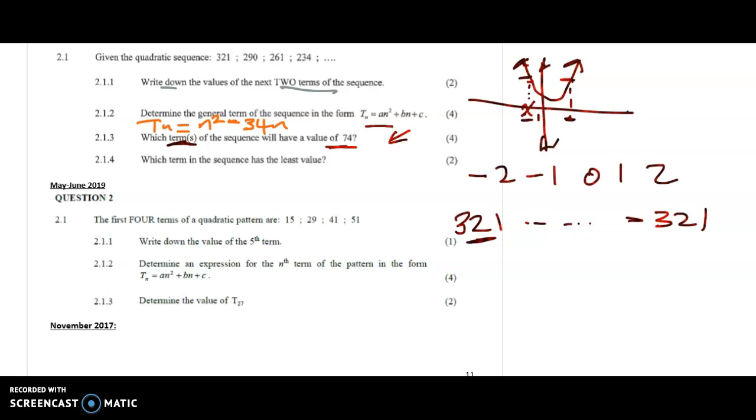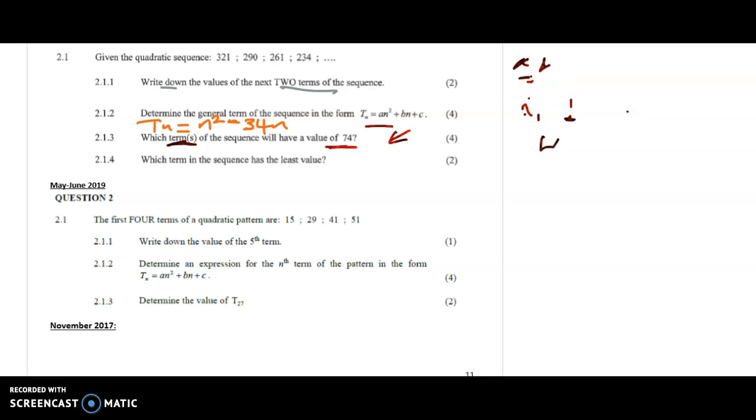So not like at the end, but somewhere along the pattern. So yes, we can have two values which are 74. It's pretty normal for a quadratic sequence because it's kind of parabolic. To do that, we just substitute. Because they say we have to find the terms, and the terms means that we don't know n.